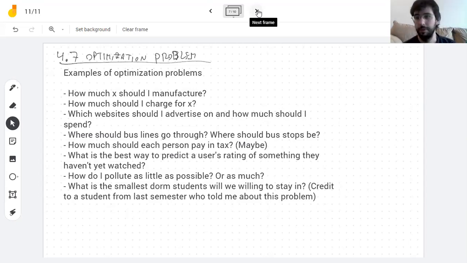Problems that show up all the time: how much of a thing should I make to get the maximum profit? The question is always, what decisions should I take to get the maximum or the minimum of something? What the price should be? Because if you make something very expensive, no one buys it, you make no money. If you make something very cheap, maybe people will buy it, but you make no money. So probably you need to charge something between zero and infinity dollars for any product or service you offer.